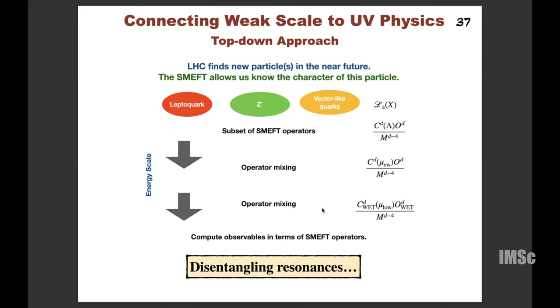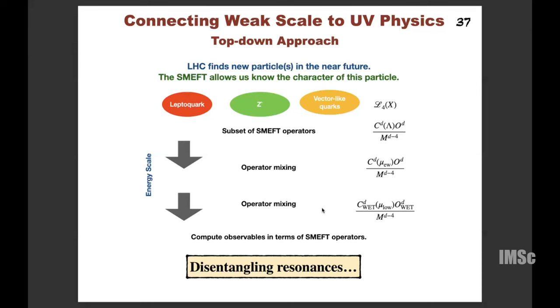You can calculate that decay width for many models. The only thing you have to do is match your model to the standard model EFT. Just integrate out this particle and match your model, and you have to do it once and for all. So now you can see that you don't have to compute this decay rate for every particle. There are many decay rates and many particles. Just perform the matching of this particle with the standard model. Okay, so this is one way of using that.